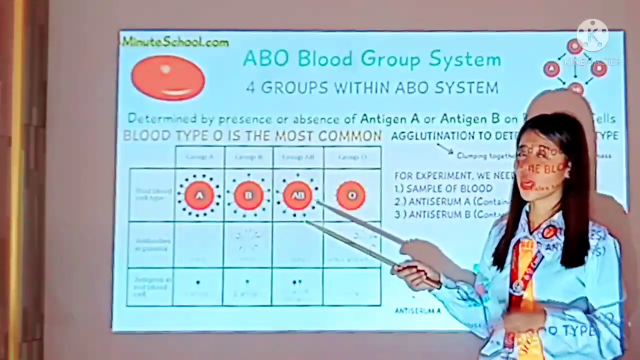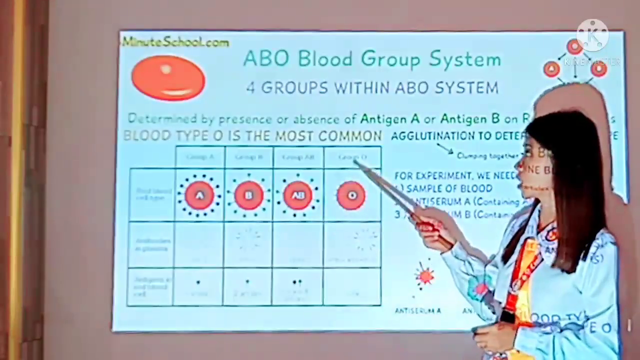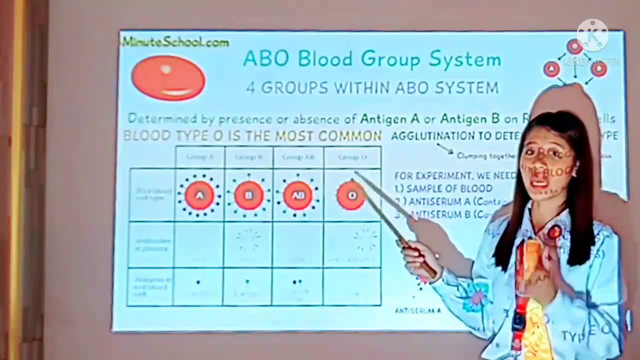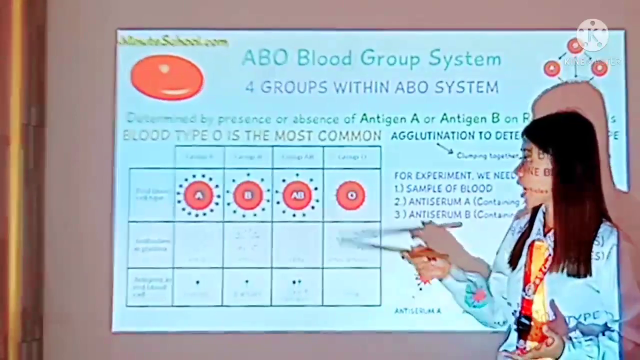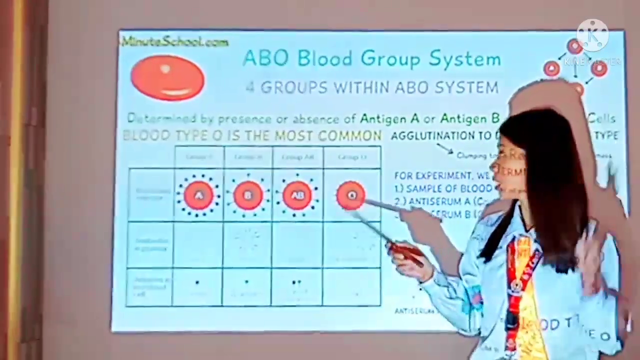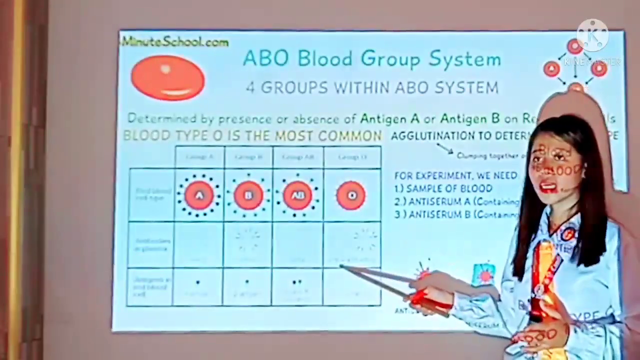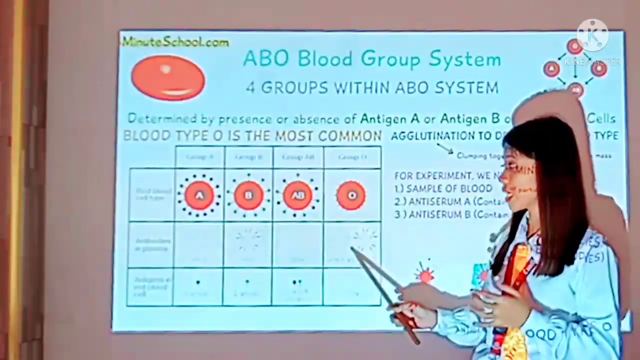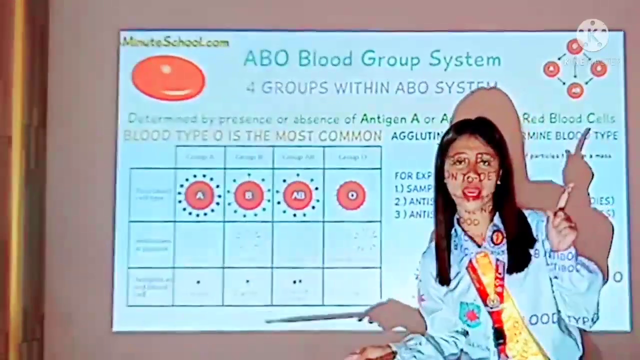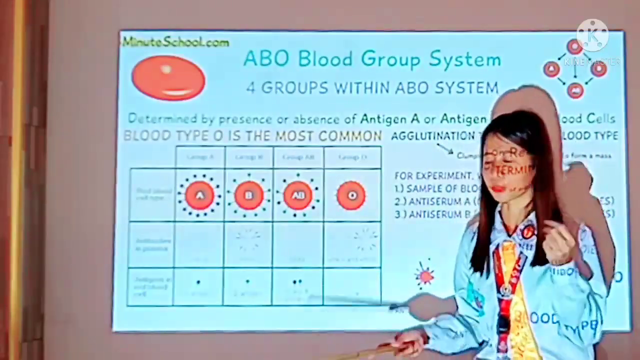At the same time, we have the last group of blood, which is group O, or type O blood, which, as you can see, has antibody A and antibody B. It is a combination of antibody A and antibody B.